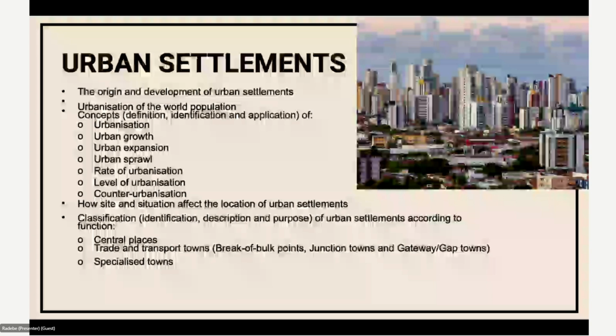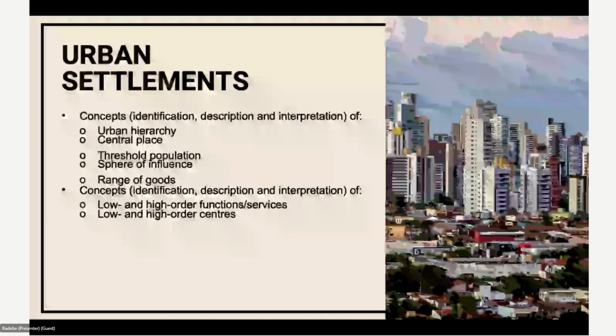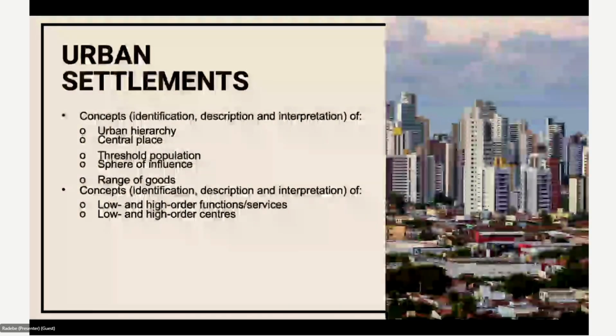And then urban settlement also continues the concept of urban hierarchy, central place, threshold population, sphere of influence, range of goods. That means, colleagues, in terms of the central place theory, one needs to understand, especially the concepts of, for example, threshold population, sphere of influence, and range. Very important. Our learners need to be able to differentiate between them, and give them proper examples relating to the sphere of influence.